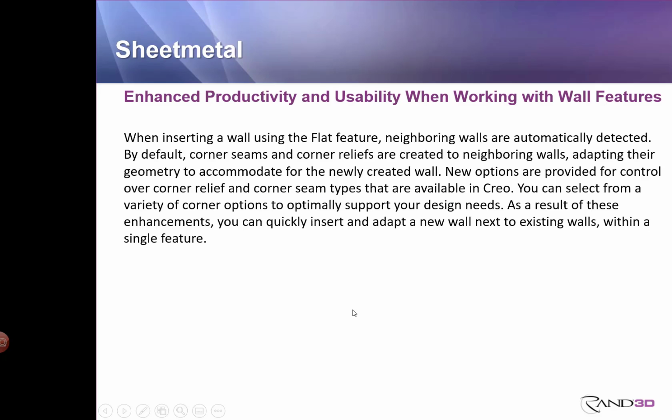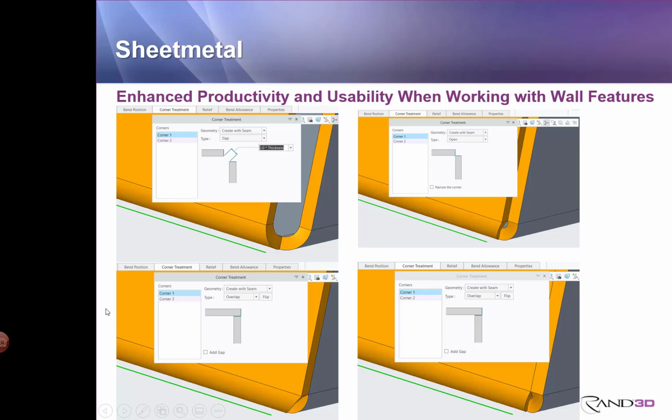And the last set of changes we're going to cover is sheet metal functions within Creo. The first thing we're looking at for sheet metal is the flat feature. When using the flat feature to create walls, it will automatically detect neighboring walls and allow us to adjust the reliefs and corner seams of those neighboring walls without having to go back and modify them or build something on top of those elements. To show you examples of that here, I created a sheet metal bracket.